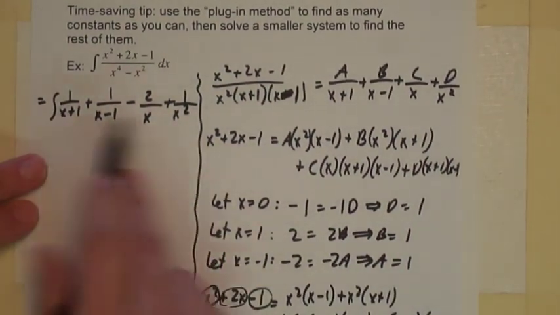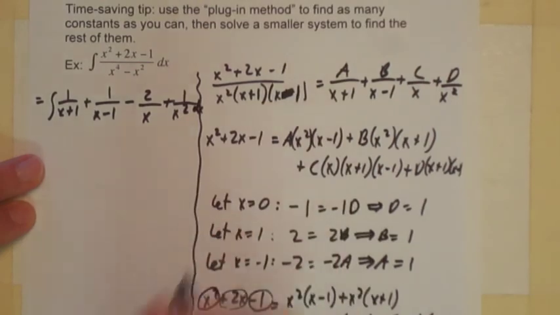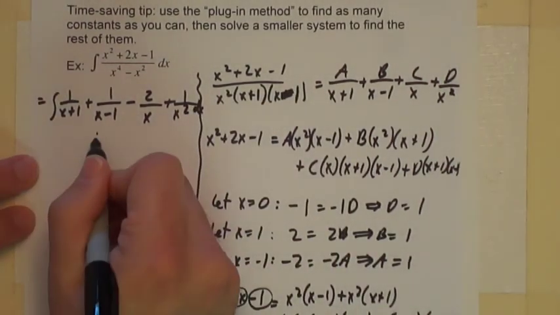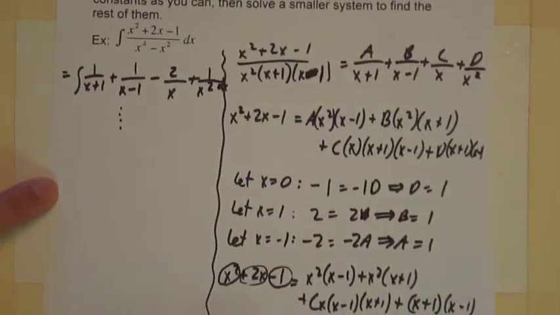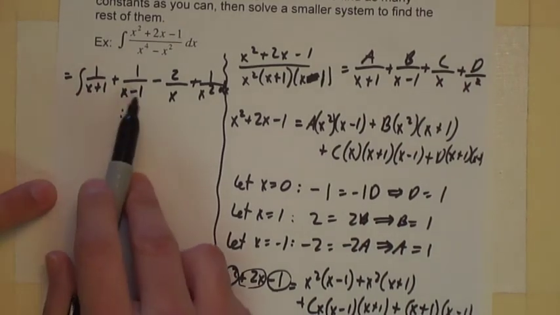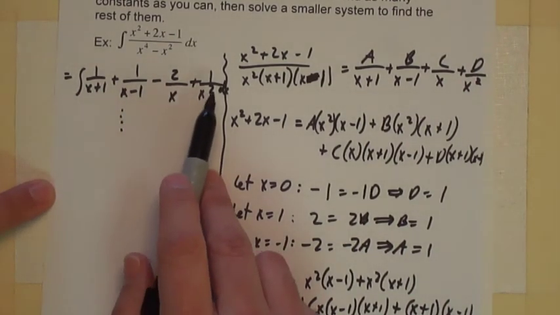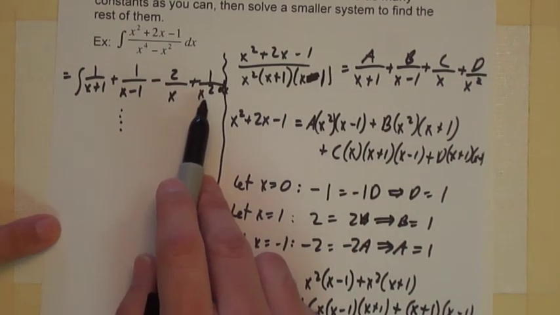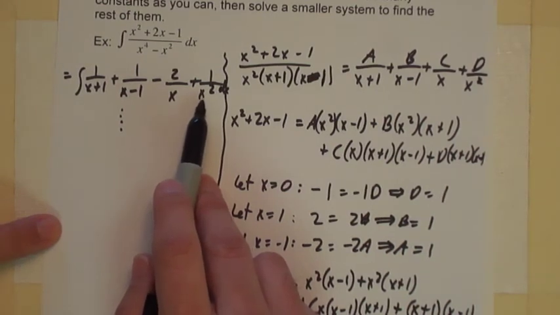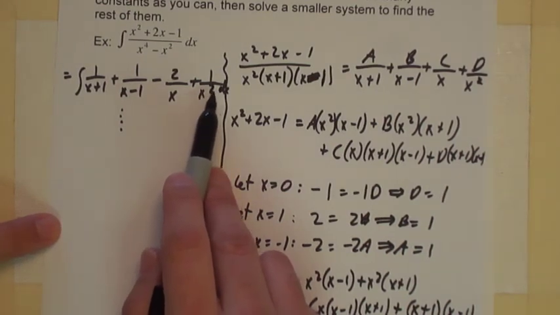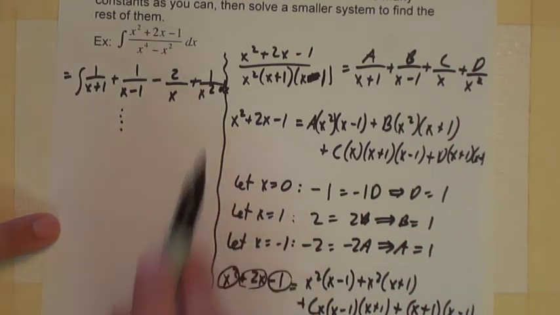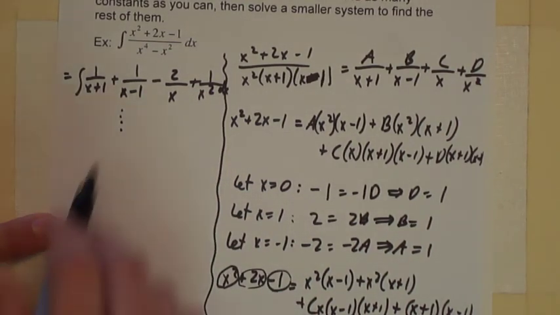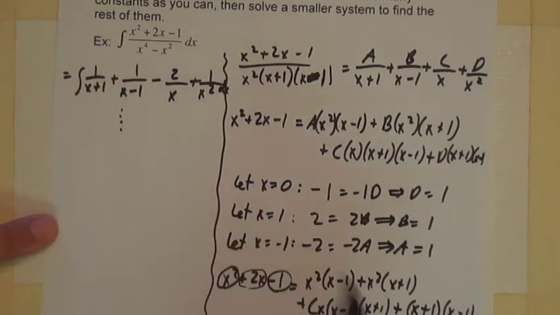And now this is much easier. Don't forget the dx. This is much easier. You can now solve this on your own. That's some kind of natural log, so is that, so is that. And that's, notice, not a natural log. This is just a power function like x to the negative 2. So be careful. Don't assume these are always natural logs. And you can just finish this on your own now that it's easy.